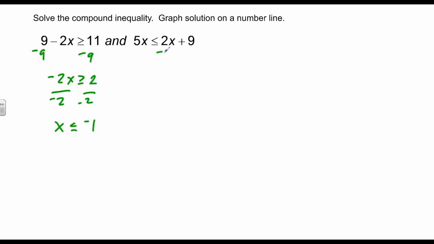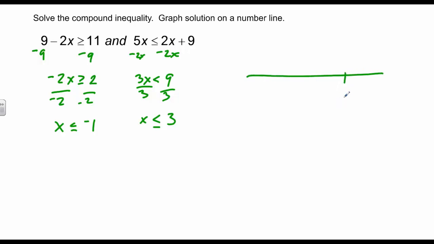Go over to the other problem, subtract 2x from both sides. I get 3x is less than 9. Divide by 3 on both sides. I get x is less than 3. Now if I were to graph this, what I'll do is put 3 here, closed circle, moving to the left, and negative 1, closed circle, moving to the left.